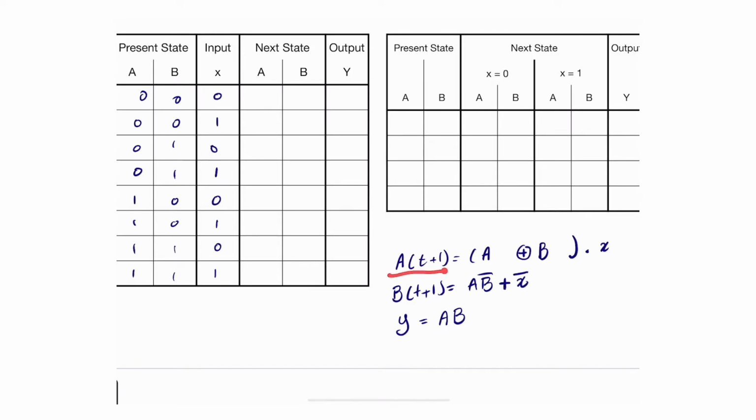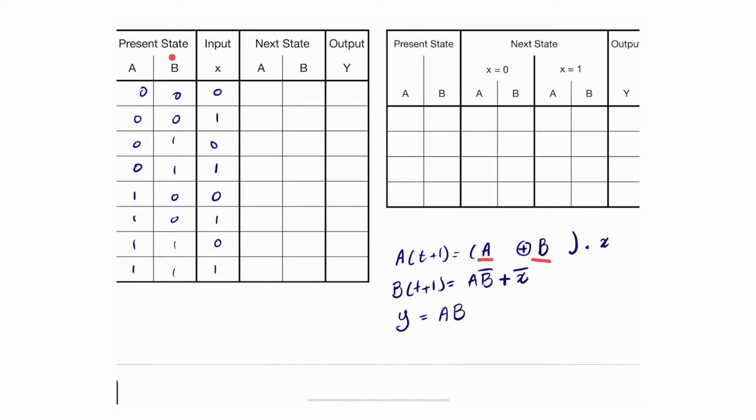So what this is telling me is the following. The next state for A, which is this one here, this is the equation that happens. This is depending on A, depending on B, and X. And really what I'm saying is it has to be A or B, which are the current values, ANDed with an X.